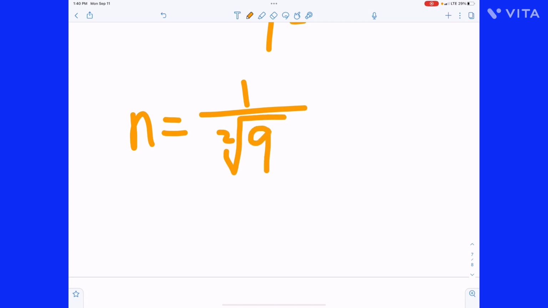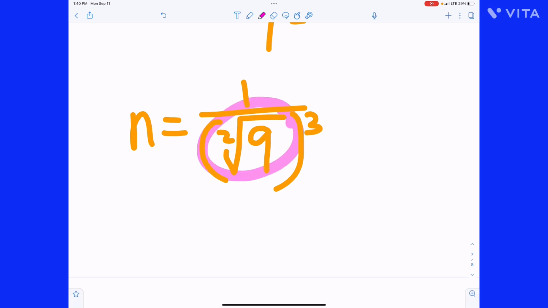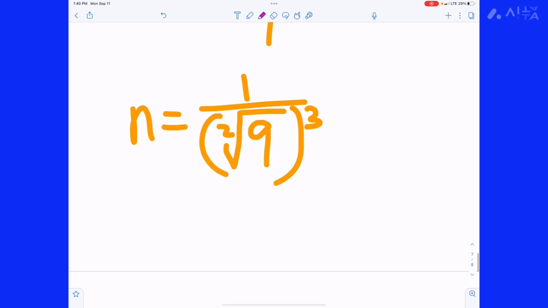What does that tell us? n is equal to 1 over, the denominator is the root, so we have square root of 9 raised to power 3. Is that clear? I prefer to use the root before using the power. So let's put the 3 outside. This means we want to find the square root of 9 before now raising the answer to power 3.